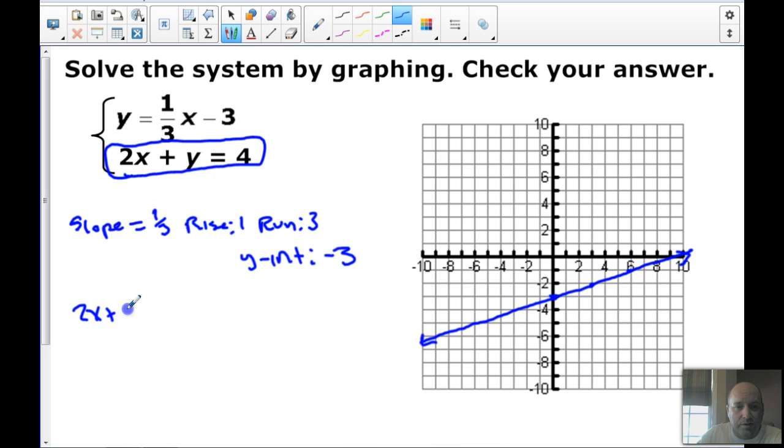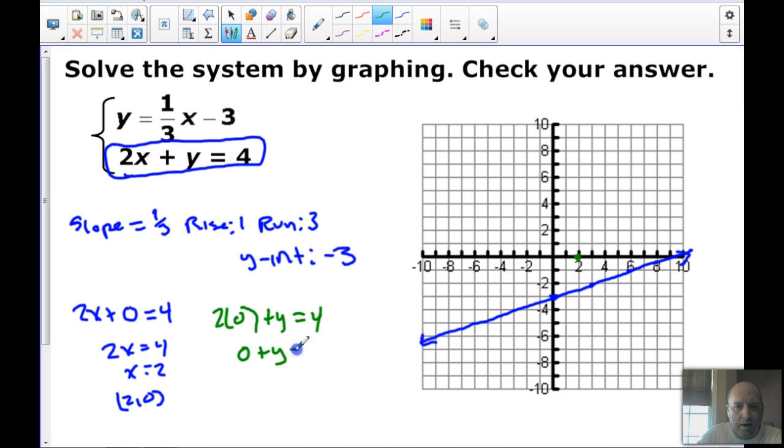To find the x-intercept, I plug 0 in for y, and I get 2x equals 4, so x equals 2. So the point 2, 0 is on the line. Let's do a different color for this line, we'll do green. The point 2, 0 is the x-intercept. Then I do the same thing for the y-intercept, except I plug 0 in for x. So I have 2 times 0 plus y equals 4, which gives me 0 plus y equals 4, which means y equals 4.